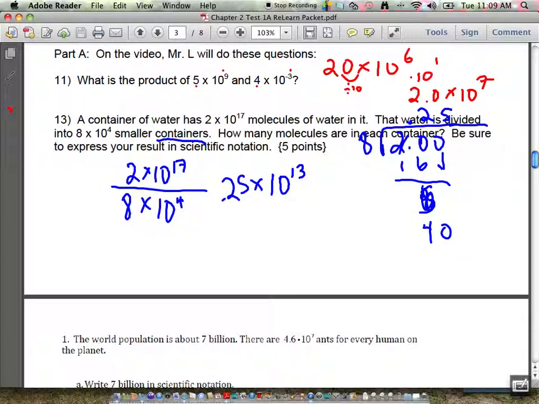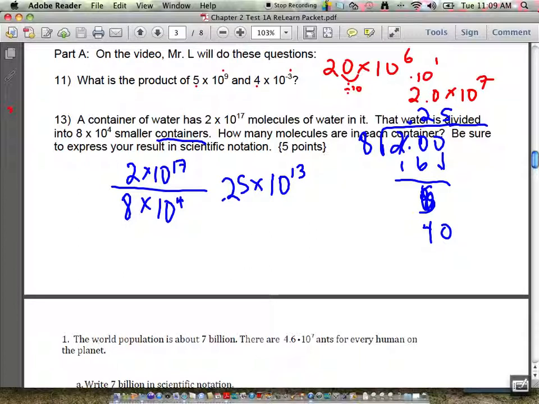Now, we're still not done yet because there's still a problem with this answer. What's the problem with this answer? Leah, what's the problem with the answer? 0.25 is between 1 and 10. That's right. The issue is the 0.25. It's not between 1 and 10.